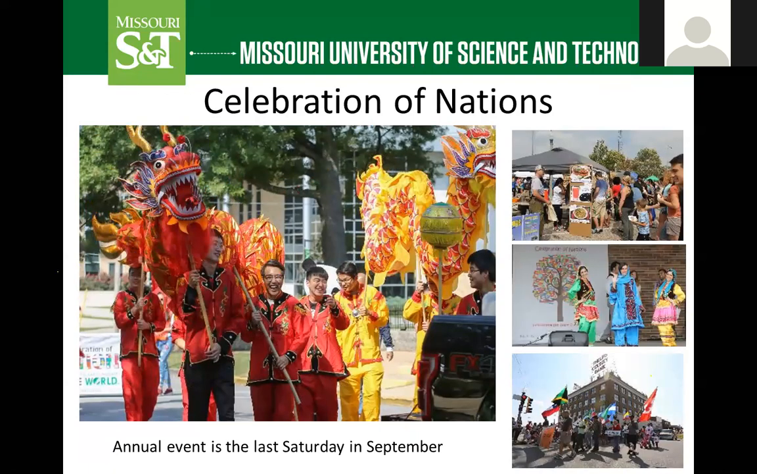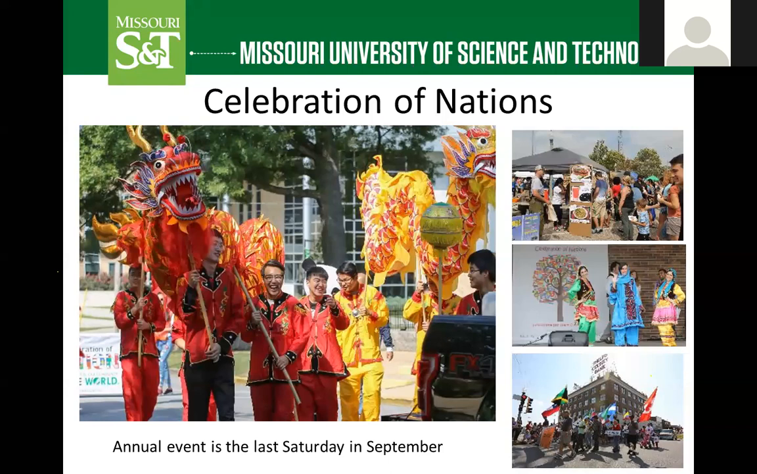And the final thing I want to touch on is Celebration of Nations. So this is a big international festival that we have each year. It's always the last Saturday in September. In 2019, it will be our 10th annual Celebration of Nations. So this event has been going on for quite some time. We have about 4,000 people attend this festival, so it's very large. It's a really fun day, especially for our international students, to share your culture with our community, both in Rolla and the Missouri S&T community.